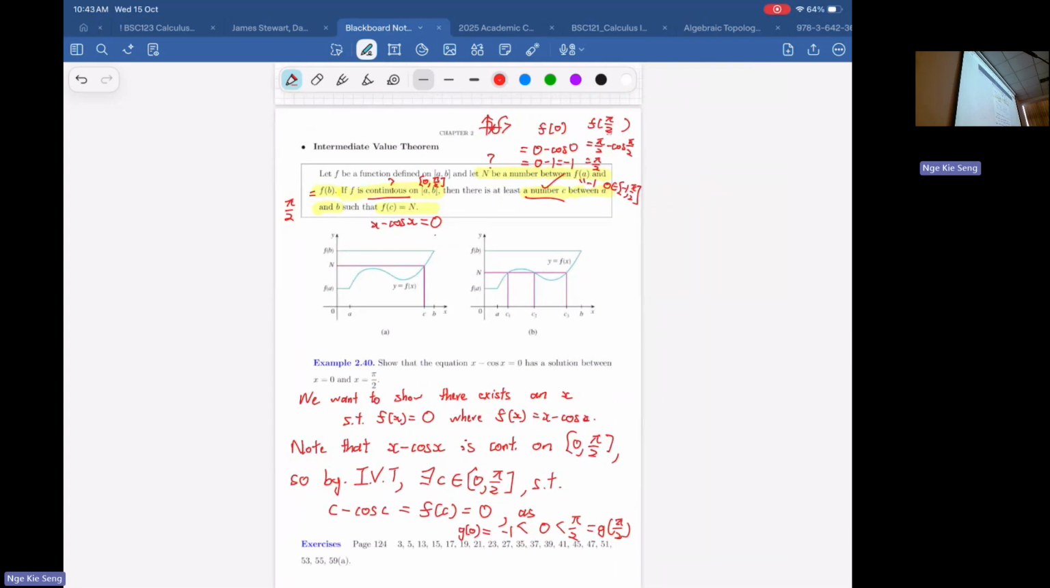You don't go and ask about some point outside the range of f, because if it's outside the range, you might not hit it anyway, whether it's continuous or not. You won't hit it. So the point here is, if I have an n that's squeezed in between some range, can I hit that n?